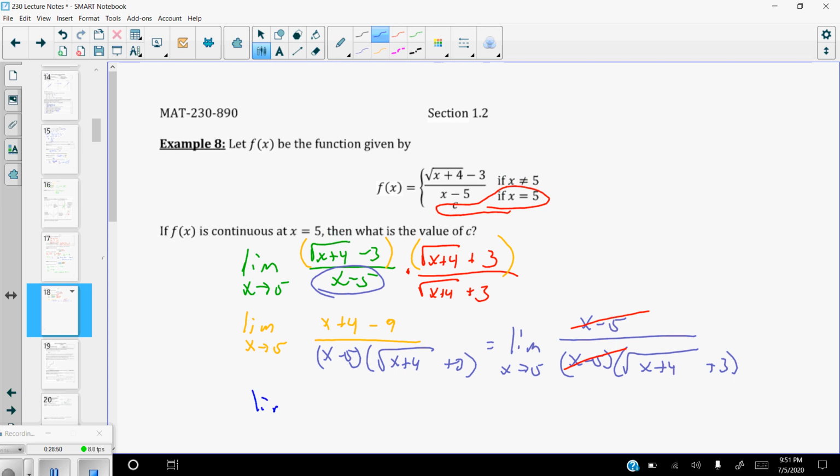So we're going to get the limit as x approaches 5 of 1 over the square root of x plus 4 plus 3. Now if I plug in 5, I no longer have a 0 in the denominator, so we are good. This is going to give us 1 over the square root of 9, which is 3, plus 3 more, which is 6. I get a limit of 1/6. In order for this to be continuous, the c value, because that's f of 5, also must be 1/6. So c is 1/6.